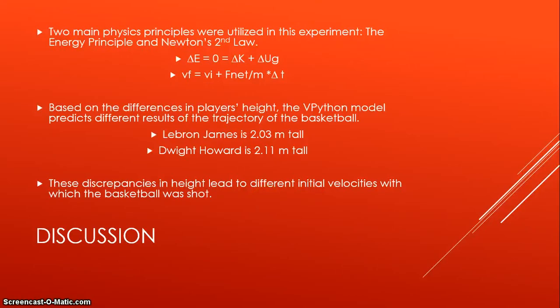Recall that all of these calculations and predictions were completed using two fundamental physics principles, the energy principle and Newton's second law. It was evidenced through the experimental data and projected model that the initial conditions of the NBA players' shots were indeed different. LeBron's release velocity was equal to 5.75 meters per second, while Dwight Howard's release velocity was calculated to be 5.14 meters per second. This could perhaps be attributed to the difference in height between the two players. Dwight Howard is 2.11 meters tall, while LeBron is only 2.03 meters tall.